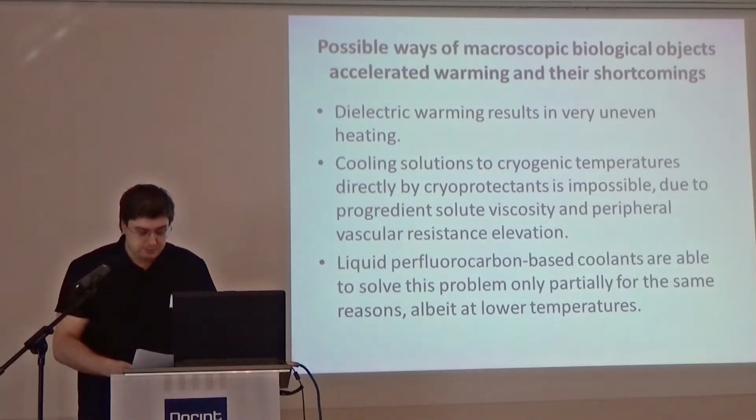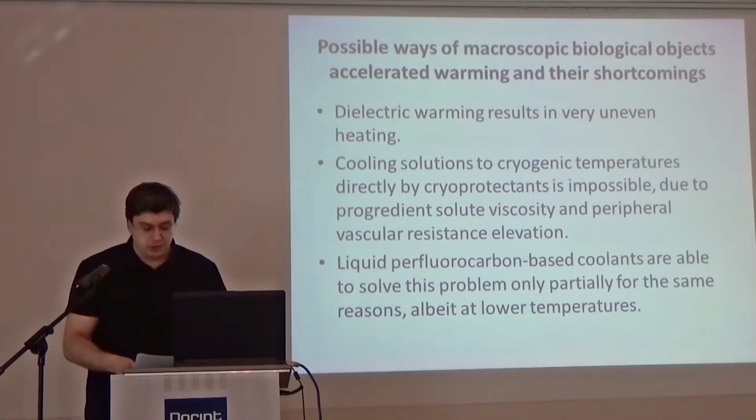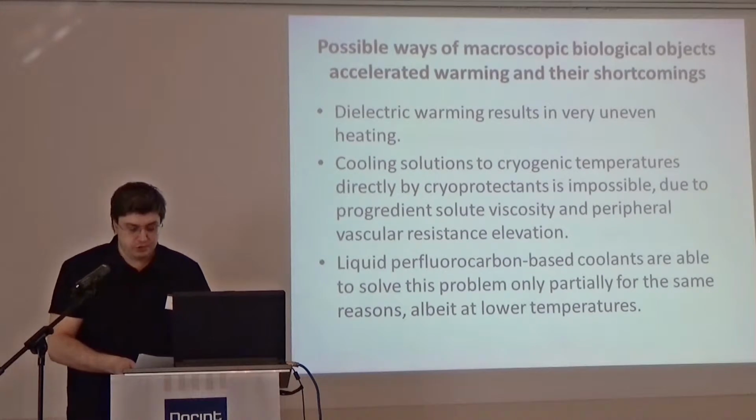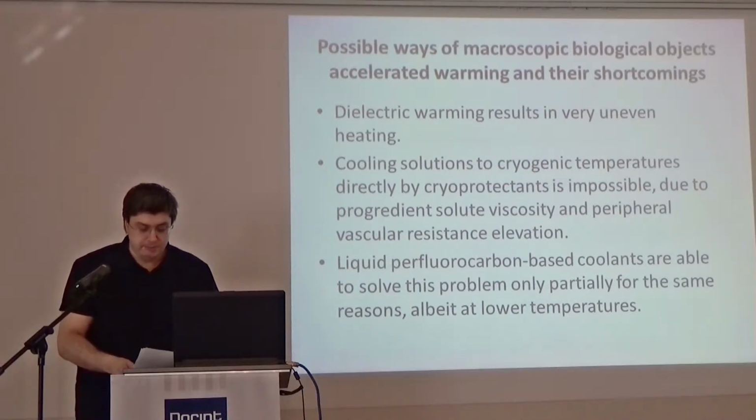We know three possible ways of accelerated warming of macroscopic biological objects: dielectric warming, vascular perfusion with inert fluids that remain liquid at cryogenic temperatures, and gas perfusion. Dielectric warming results in very uneven heating. Cooling solutions to cryogenic temperatures directly by cryoprotectants is impossible due to progressive solute viscosity and peripheral vascular resistance elevation. As a result, the perfusion rate decreases.